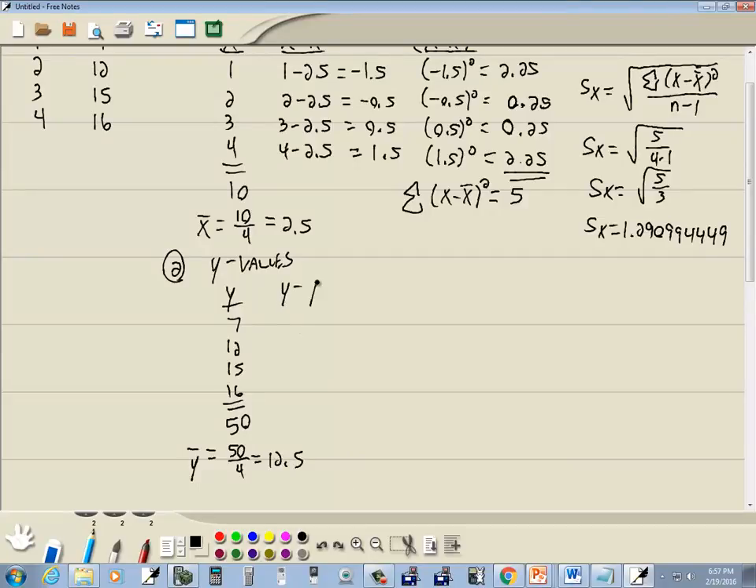Now we'll need a y minus y bar column. So I'll take 7 minus 12.5, 12 minus 12.5, 15 minus 12.5, and 16 minus 12.5. 7 minus 12.5 is negative 5.5. 12 minus 12.5 is negative 0.5. 15 minus 12.5 is 2.5. 16 minus 12.5 is 3.5.